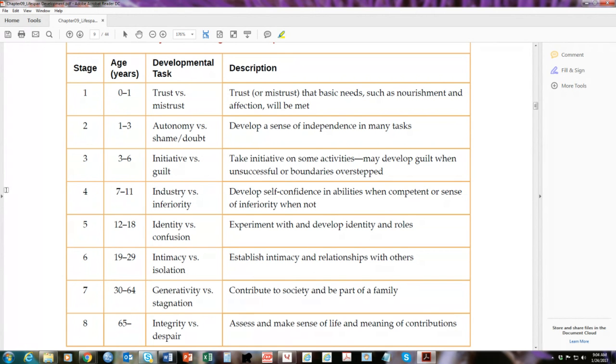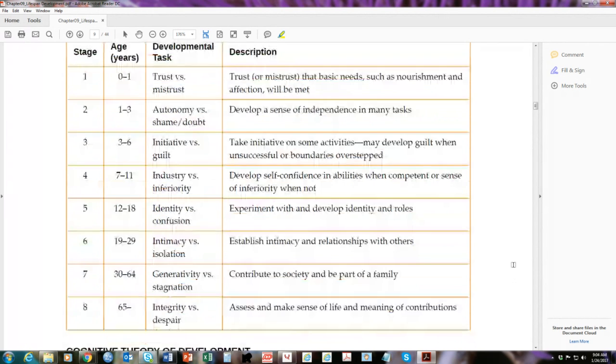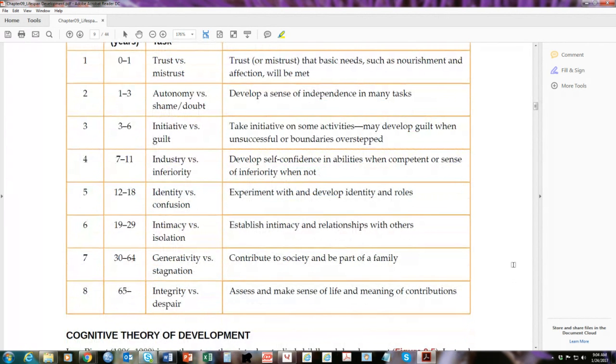So that gives you an idea. This also is one of the first lifespan developmental theories, because this really takes us through all ages of human life. And that's one of the things that we have to thank Erikson for in terms of the lifespan development approach.